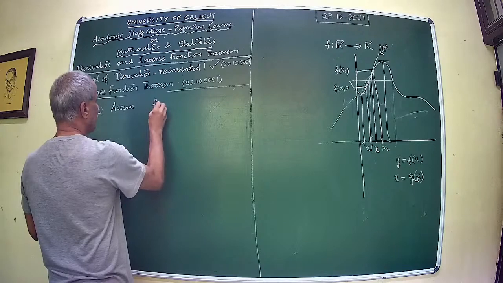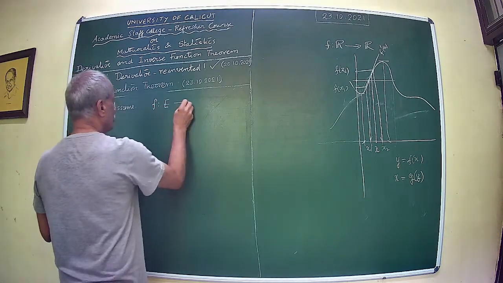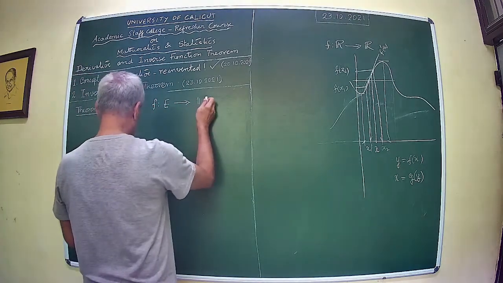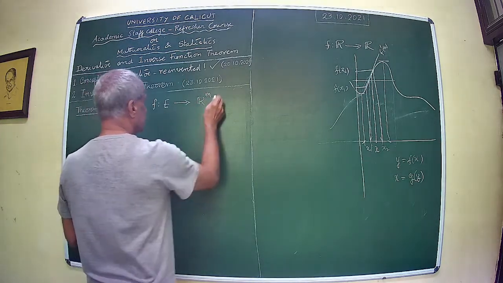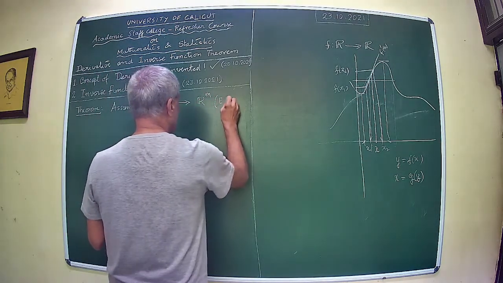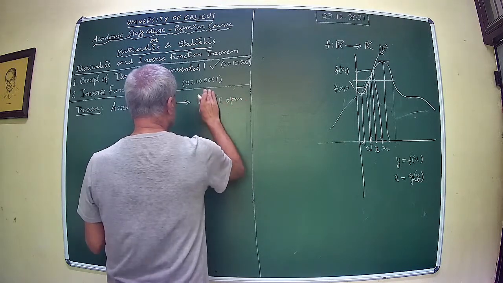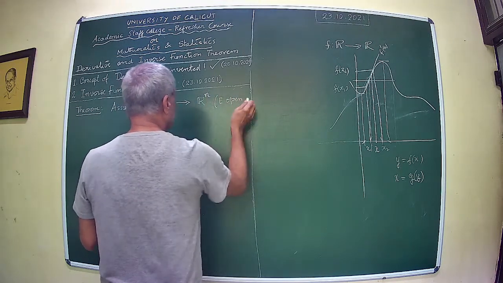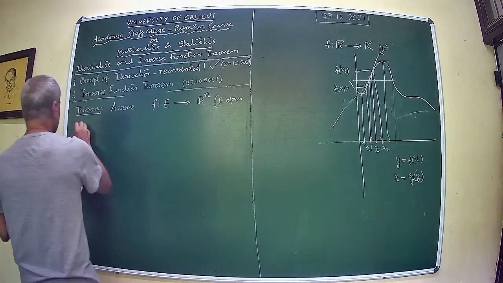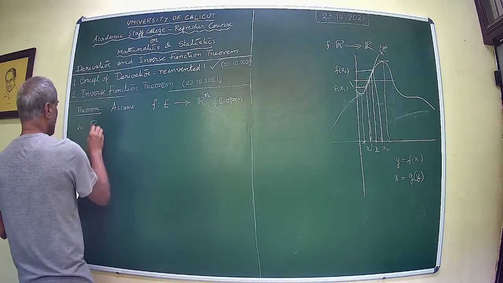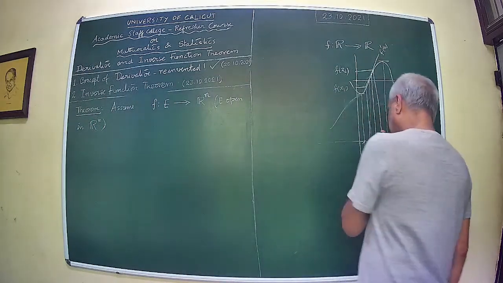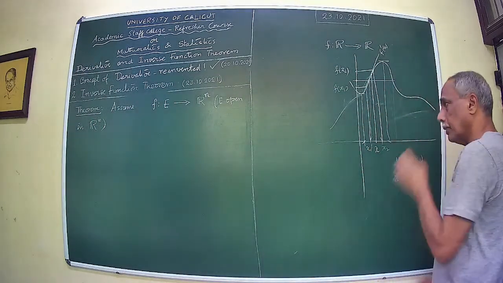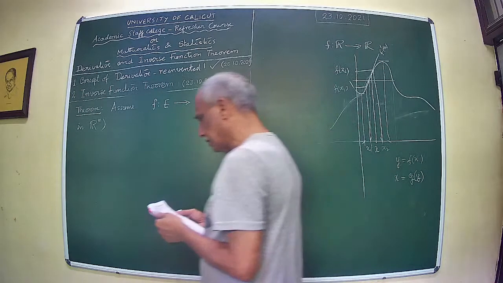f is from E to Rn, E is open in Rn. So we are talking about functions from Rn to Rn, as we have done here from R to R.